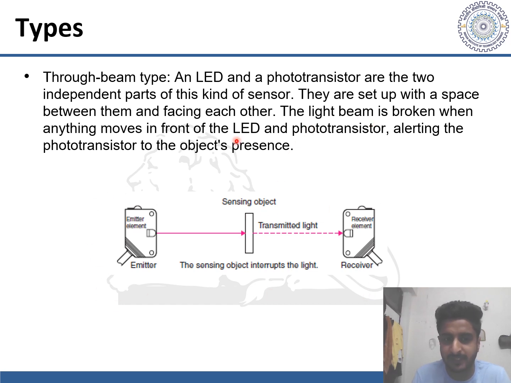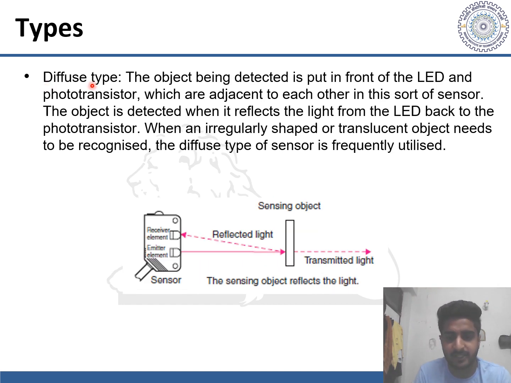The light beam is broken when anything moves in front of the LED and the phototransistor, alerting the phototransistor of the object's presence. So this is basically a light emitting diode placed here, and here is a phototransistor, and there's a gap between them, and if anything interrupts the light signal, that is immediately transferred to the phototransistor, which signals this to the control unit, and hence the control unit can then take further actions depending on the user's need.